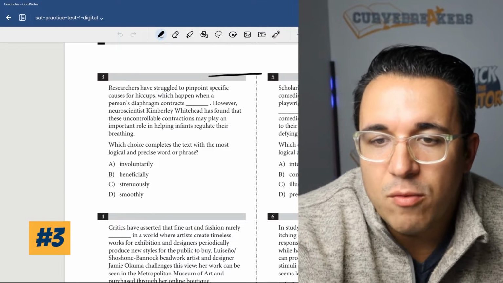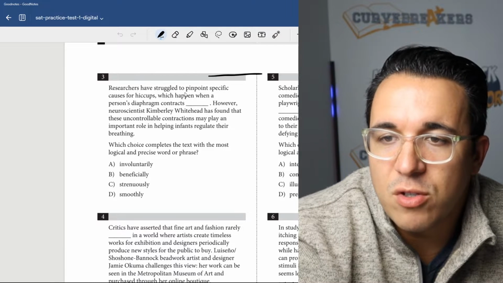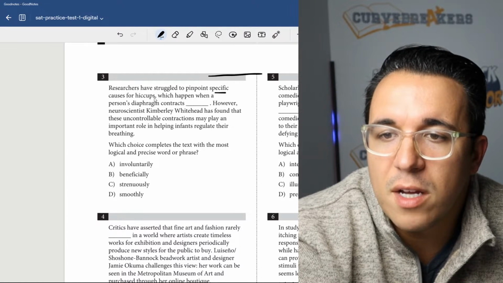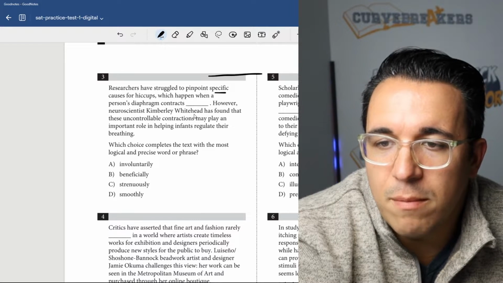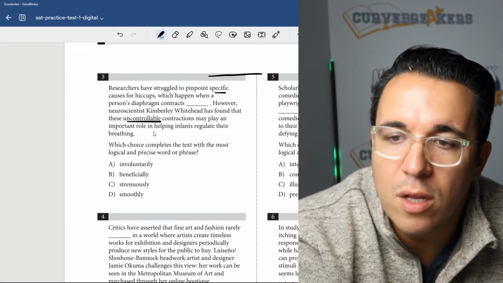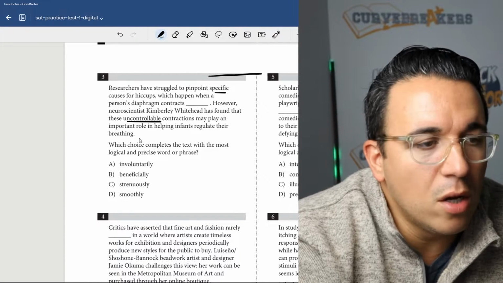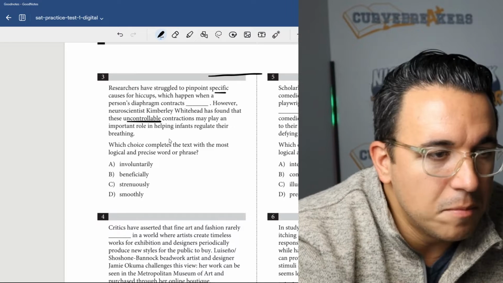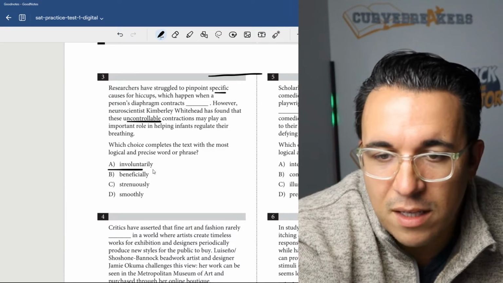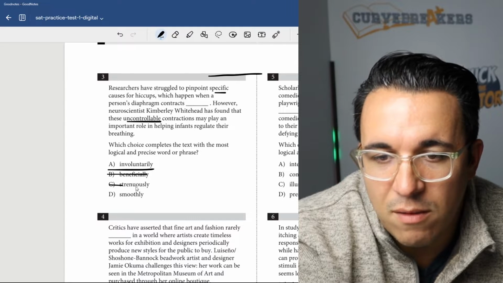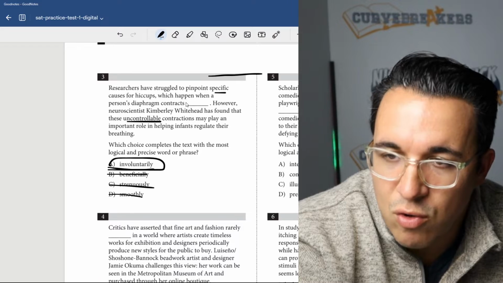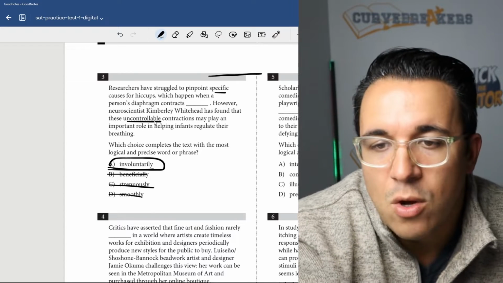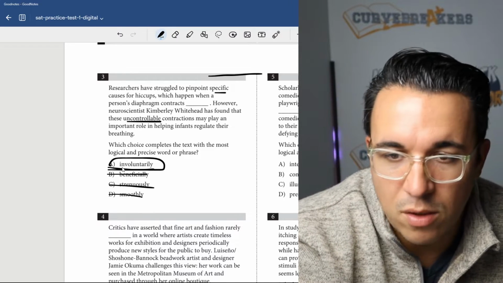All right, let's get into number 3. Once again, a word in context. Researchers have struggled to pinpoint specific causes for hiccups, which happen when a person's diaphragm contracts blank. However, neuroscientist Kimberly Whitehead has found that these uncontrollable contractions may play an important role helping infants regulate their breathing. So they're uncontrollable, so they're spontaneous. So I'm looking for something like spontaneous. We have involuntary, that's probably correct. So it contracts involuntarily, that would be correct, right? It contracts involuntarily, which goes along with uncontrollable, so that would be correct, choice A.